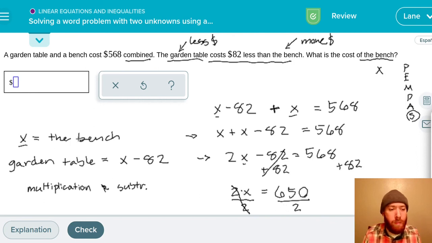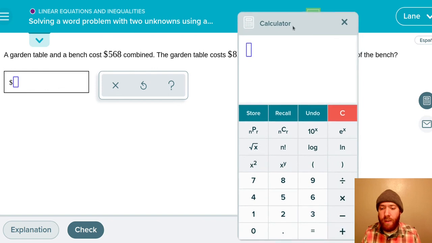x is the cost of the bench, and that's what they're asking us to find. So our answer is going to be 650 divided by 2. Let's use the calculator for that. 650 divided by 2 is 325.